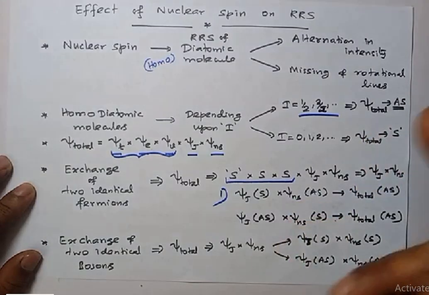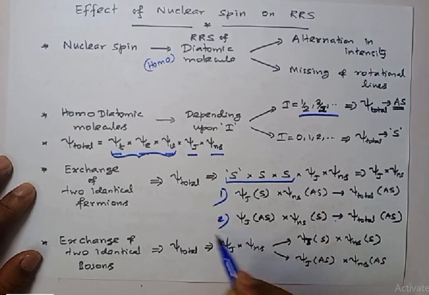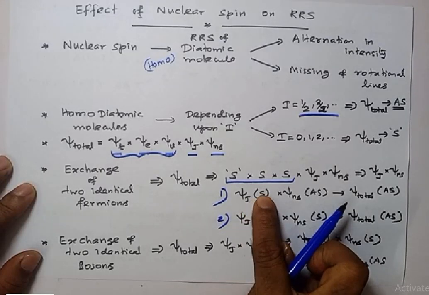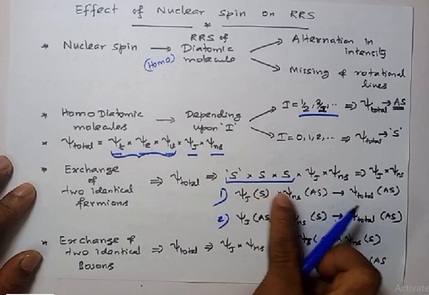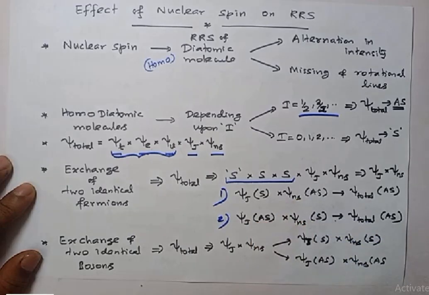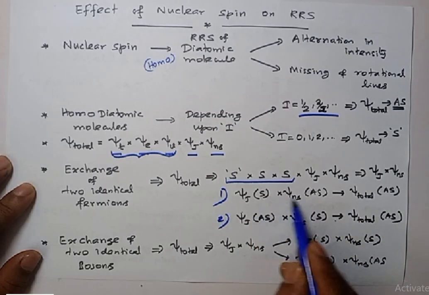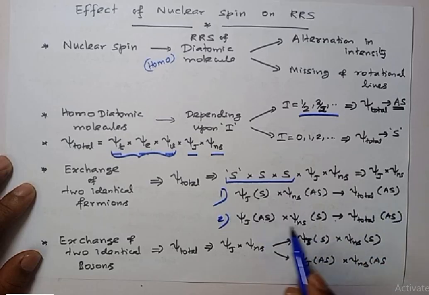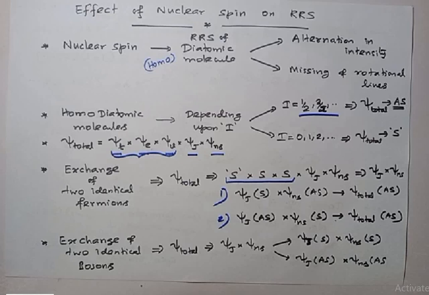For the total wave function to be antisymmetric, there are two possibilities. What are they? Either this should be symmetric and this antisymmetric, or this should be antisymmetric and this should be symmetric. Okay, symmetric into antisymmetric is antisymmetric. Antisymmetric into symmetric is antisymmetric. Is this clear to all?